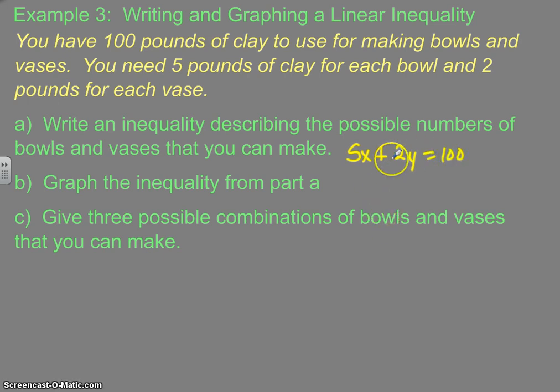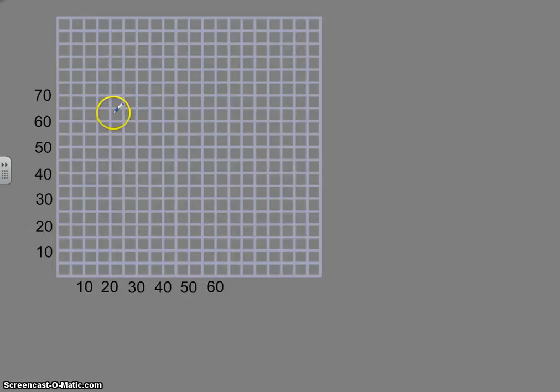Now, if we're going to graph the inequality, we need to find intercepts. So if I plug in 0 for x, what do I get for y? Well, I get 50, right? And if I plug in 0 for y, I get 20, because 5 times 20 is 100. There are my intercepts, and that's what I'm going to graph. Y-intercept of 50, x-intercept of 20. So we'll put a point on 50 and a point on 20.